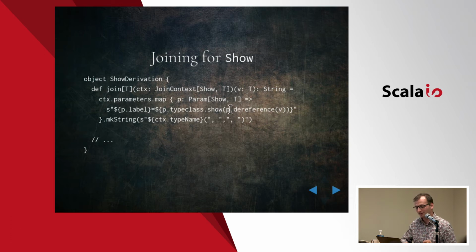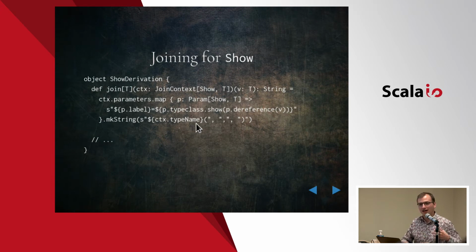We can dereference that value of type T and get something that is of the right type, and the compiler will check this. It won't let you put something else in its place. It will put that as a parameter to show, and it will know that the types match up, because both p.typeclass and p.dereference come from the same p, and the compiler is able to work out that it is a safe operation to do this. It knows that the types do match. So having got all of those, we've got now for every parameter, x equals then the value of x for each parameter. We're just going to call make string on those.